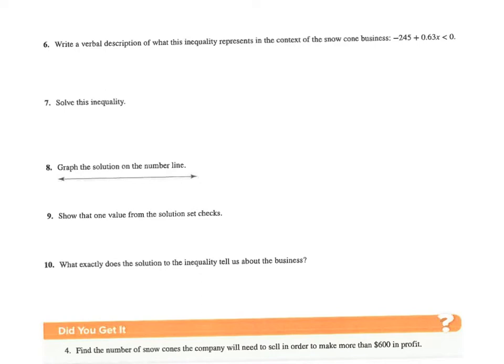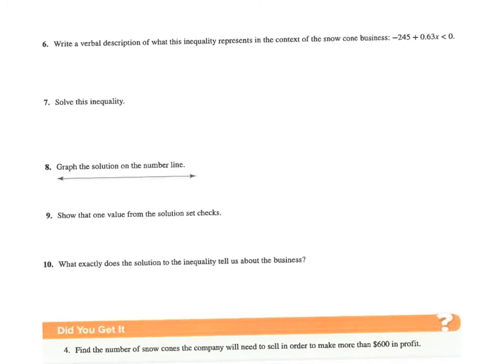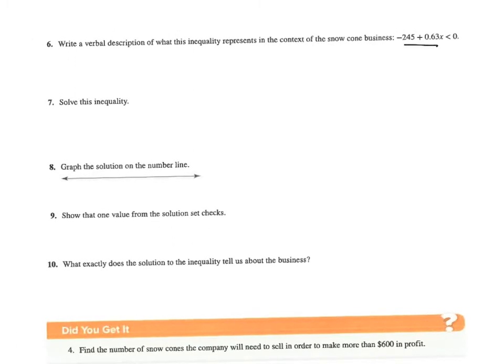So we're on page 334, number 6. Write a verbal description of what this inequality represents in the context of the snow cone business. So please remember, if you will, that this part right here had to do with profit and then less than 0. So go ahead and pause the video and see if you can figure it out.